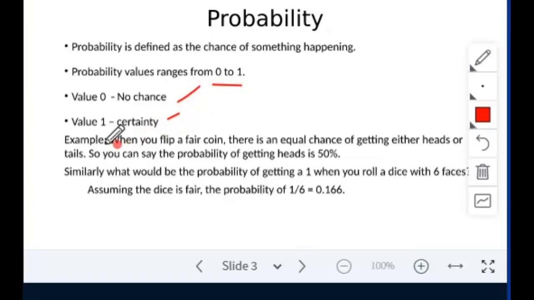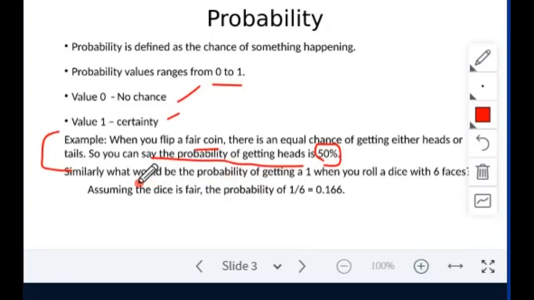For a simple example, when we flip a fair coin, there is an equal chance of getting either heads or tails. So what is the probability of getting head? 50%, that is 1 by 2, because we have two faces in the coin, one is a head, another is tail. Out of 2, we can get only 1. So 1 by 2, that is 50%.